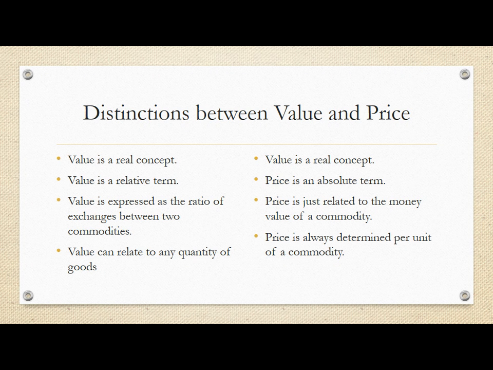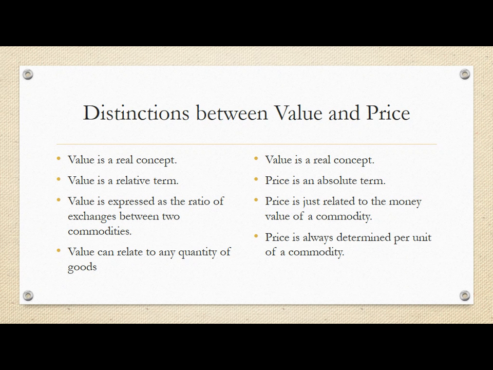Third point for discussion is that value is expressed as the ratio of exchanges between two commodities. Thus, the value of one commodity is related to the value of another commodity in terms of each other. It involves comparison. Example, 1 kg rice is equal to 2 kg wheat. Alternately, you can say that 1 kg wheat is equal to half kg rice. So price is just related to the money value of a particular commodity. Maybe rice is 6 rupees per kg and wheat is 3 rupees per kg.